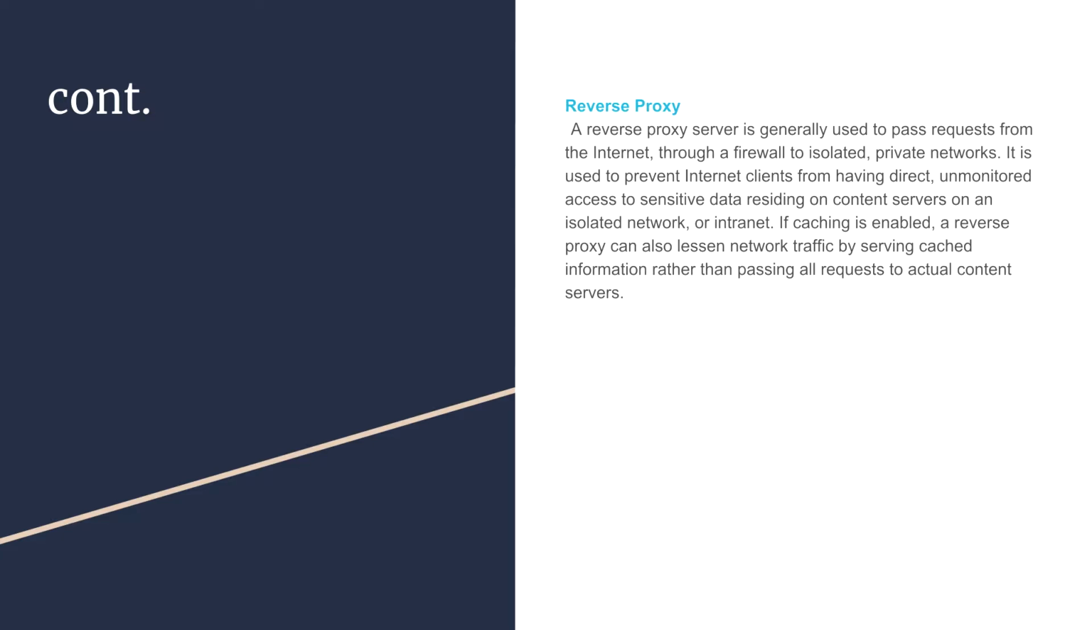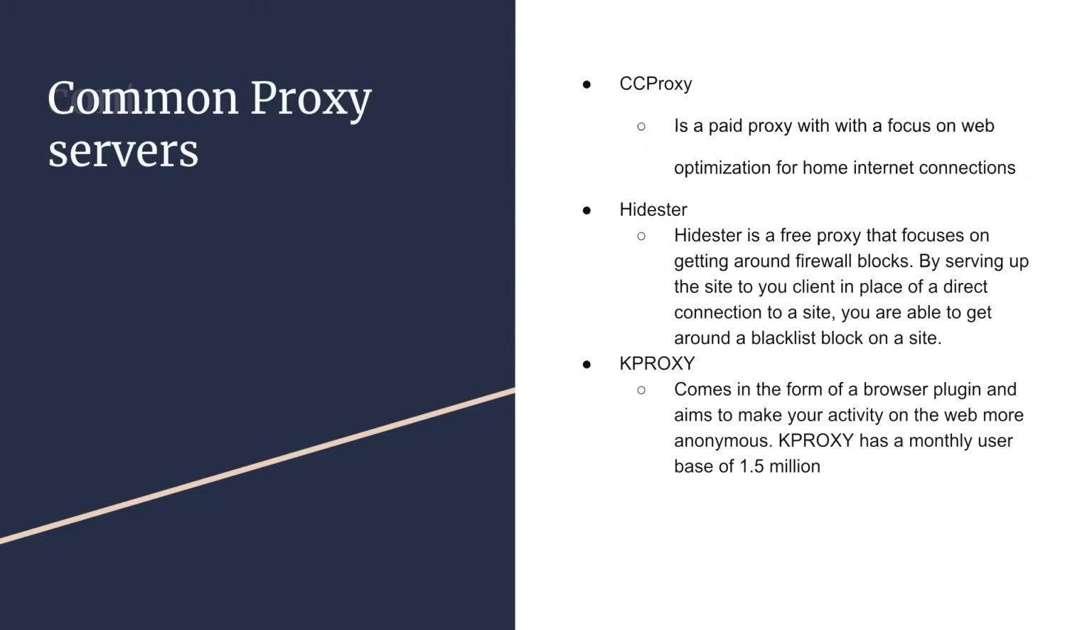A brief search on the internet for proxies will show you that there are many providers, but we thought we'd just list a few. One of them is CC Proxy. It's a paid proxy with a focus on web optimization for home internet connections. Another common proxy out there is Hidester. Hidester is a free proxy that focuses on getting around firewall blocks. Many of us would have used these back in grade school, getting to game websites. By serving up the site to the client in place of a direct connection to the site, you're able to get around a blacklist block from the firewall.